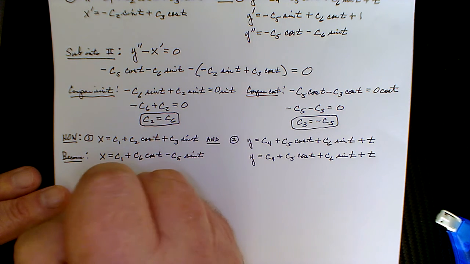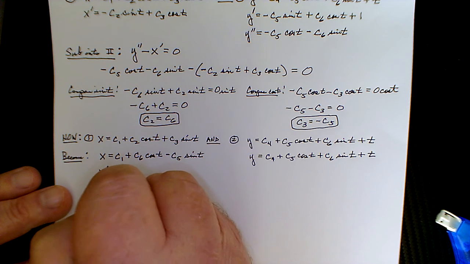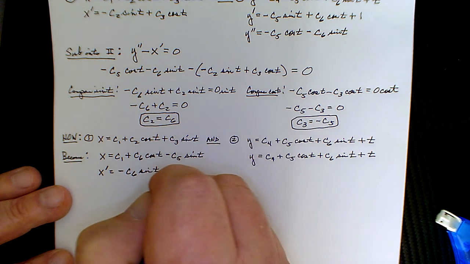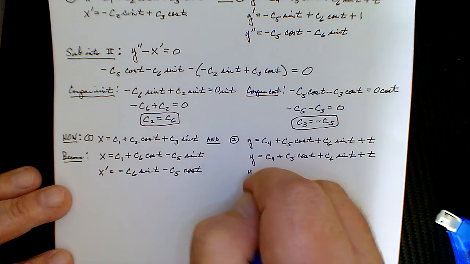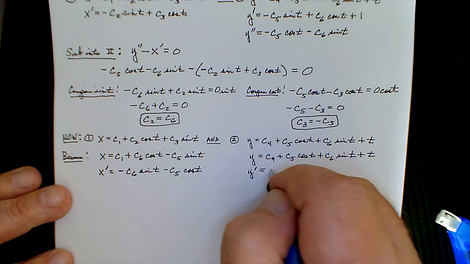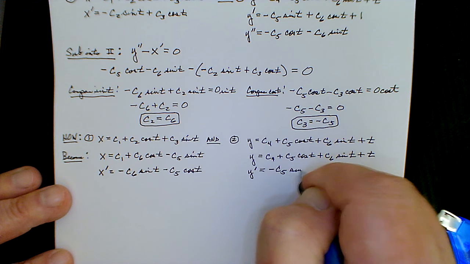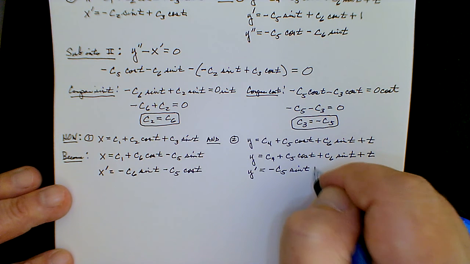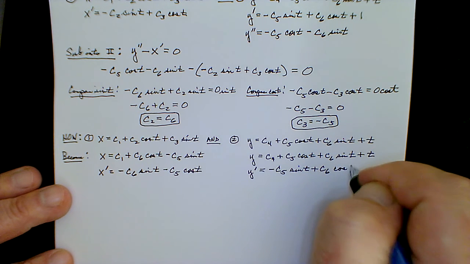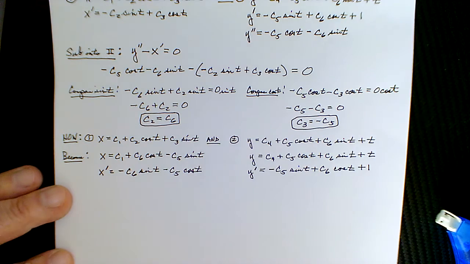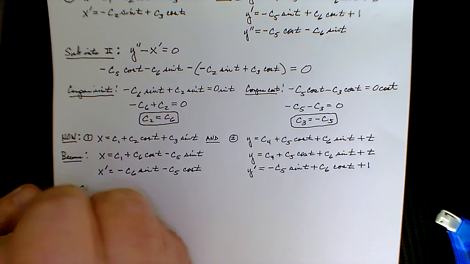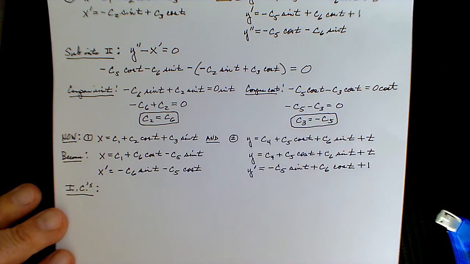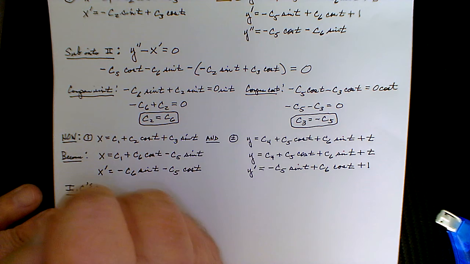So x prime is negative C6 sine of t minus C5 cosine t, and y prime is negative C5 sine of t plus C6 cosine of t plus 1. Don't forget derivative of t is 1. And now the initial conditions. Okay, remember, the initial conditions were x was 0, y was 0, x prime was 0, y prime was 0.